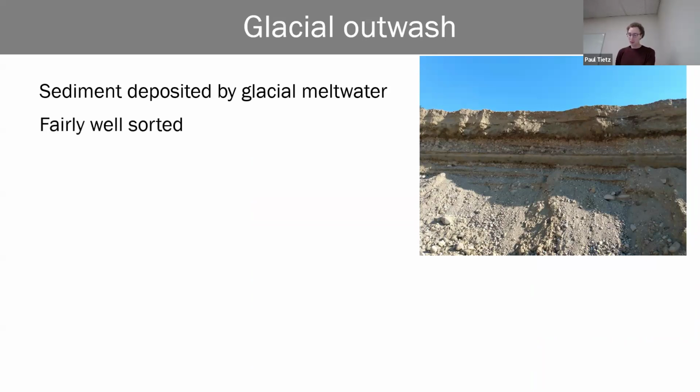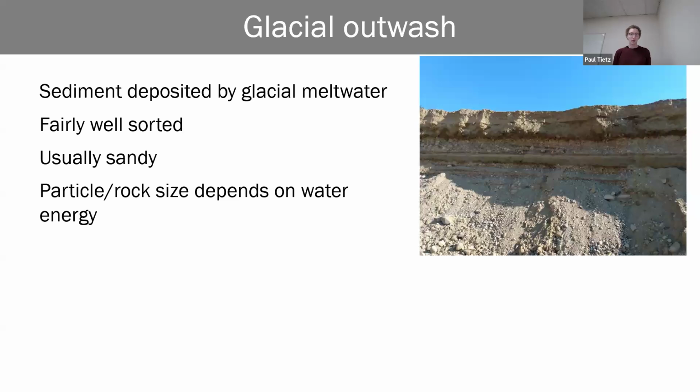Whereas till is unsorted, glacial outwash is well sorted, and it's usually sandy because we're thinking about sediment carried by flowing water. I'm thinking about like sandy kind of creek bottoms. And what's interesting is both the particle size and the rock size, whether or not you have rocks, depends on the energy of the water. So depending on the dynamics of the glacial melting, how much water was available, how fast was the flow, determines a lot about the particle size we see.